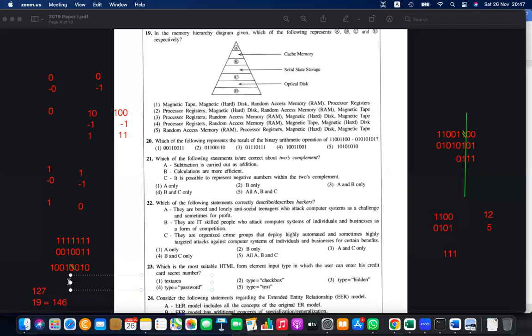146 in binary. You need 128. Then you don't need 64, no. 32, no. 16, yes. 128 plus 16 is 144. Then you need 2 more: you don't need 8, no, 4, no, 2, yes. So use this method.